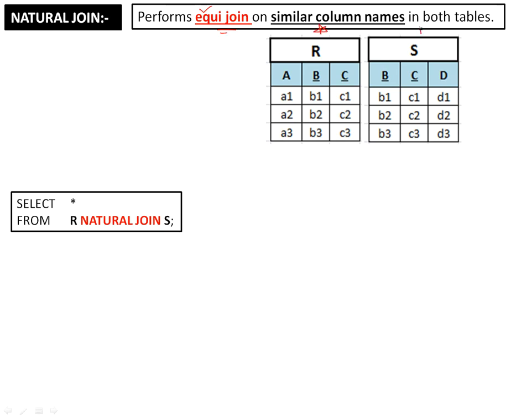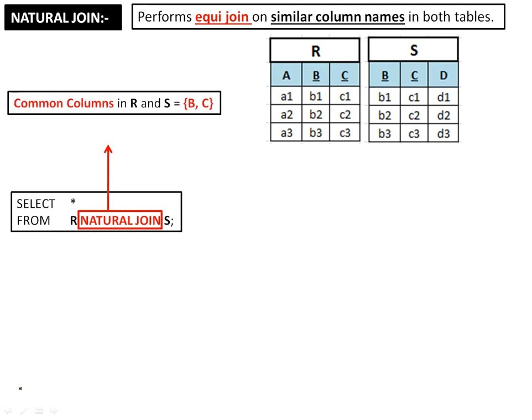If you observe these two tables, each has 3 columns, but how many columns are in common? B and C. A and D are different columns. That means 2 columns are in common, B and C. Then the where condition will be constructed implicitly, that is R.B equals S.B and R.C equals S.C. So the where condition will be constructed automatically, guys.